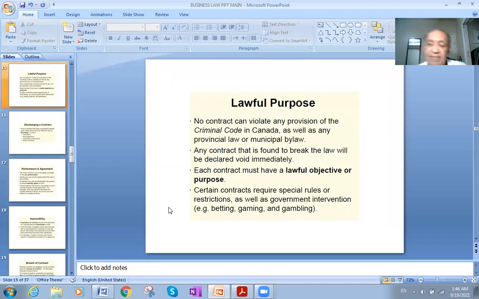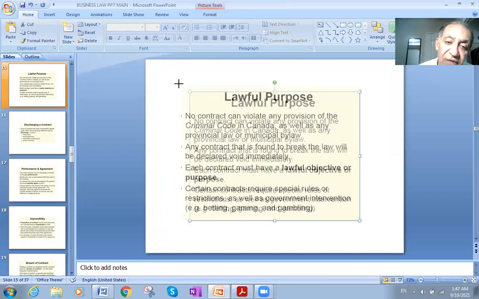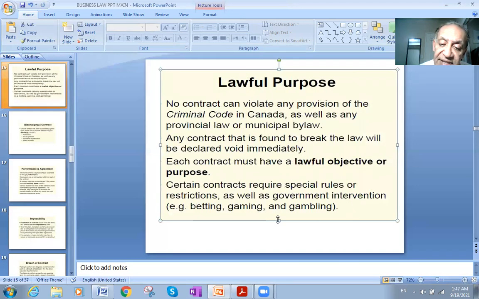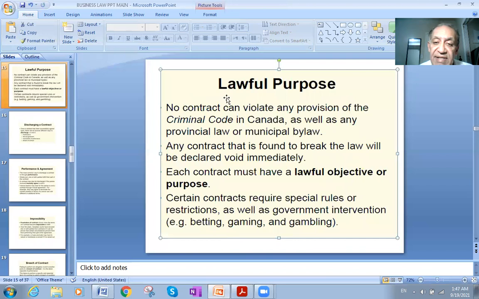The last thing for the contract, one of the most important points also, in the absence of which the contract will be void. Void means not valid. It is the lawful purposes. It must not breach the law. It must not breach the norms and the system of the society. It must be in accordance with the values of the society.